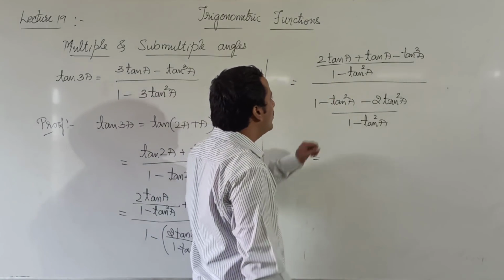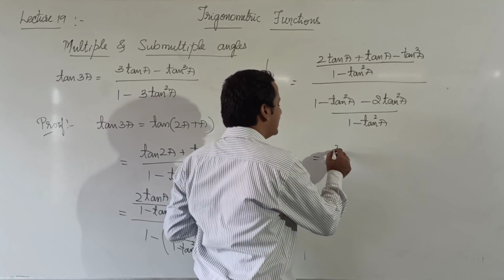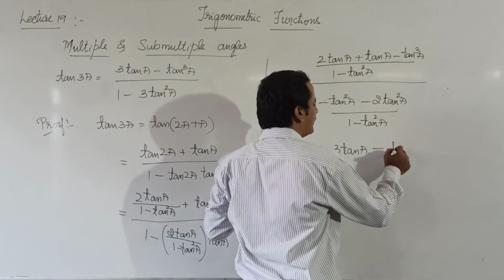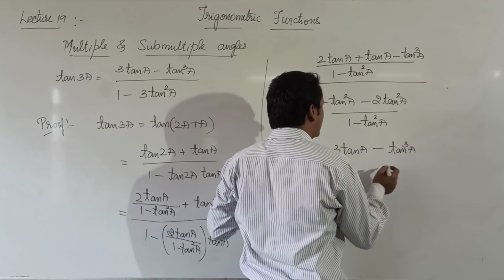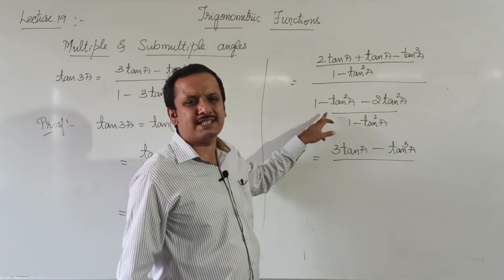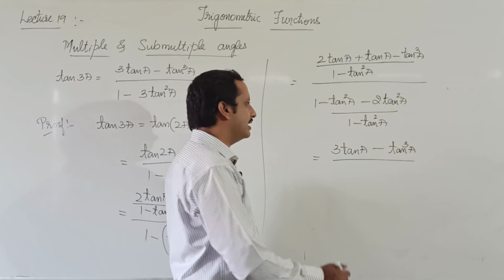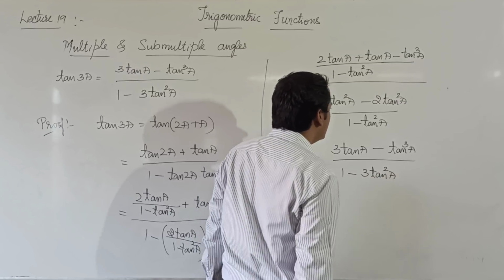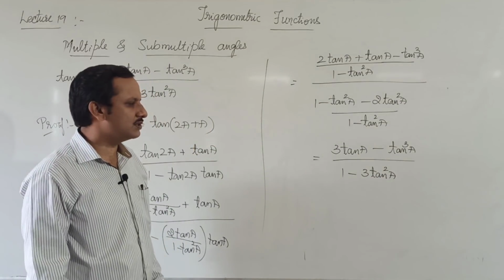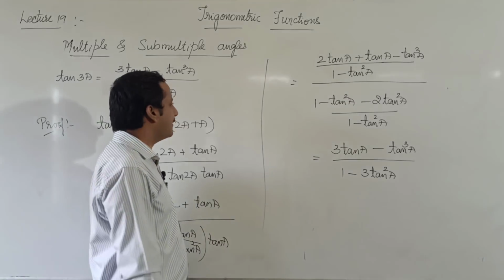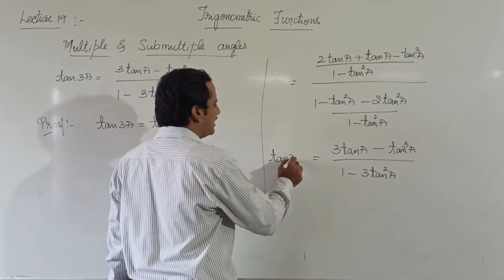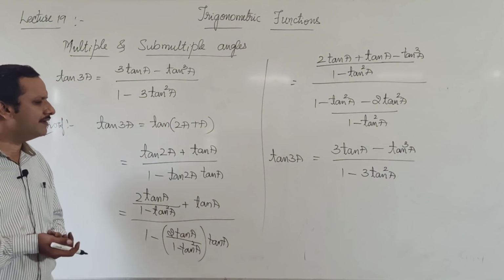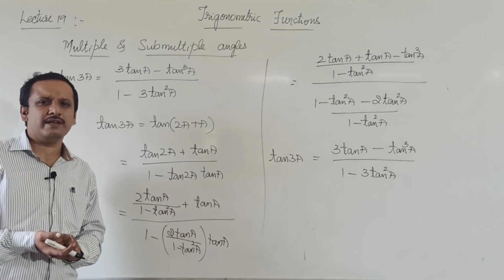Then what do we have? 2 tan A plus tan A, that is 3 tan A, minus tan cube A, divided by 1 minus tan square A minus 2 tan square A, which is 1 minus 3 tan square A. This is the formula for tan 3A. Tan 3A is equal to 3 tan A minus tan cube A divided by 1 minus 3 tan square A.